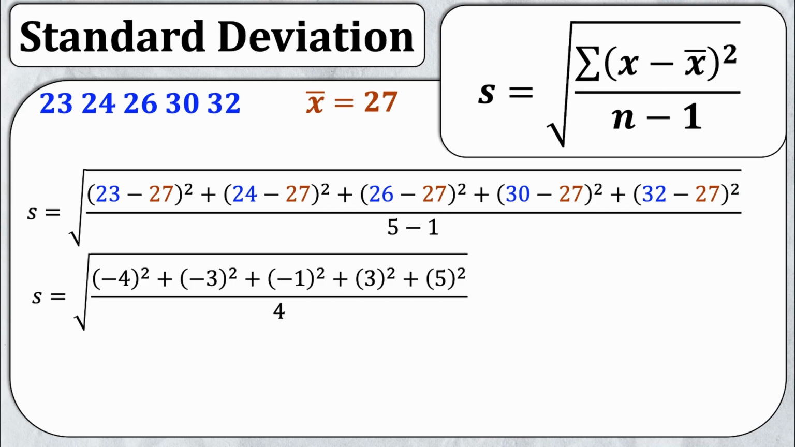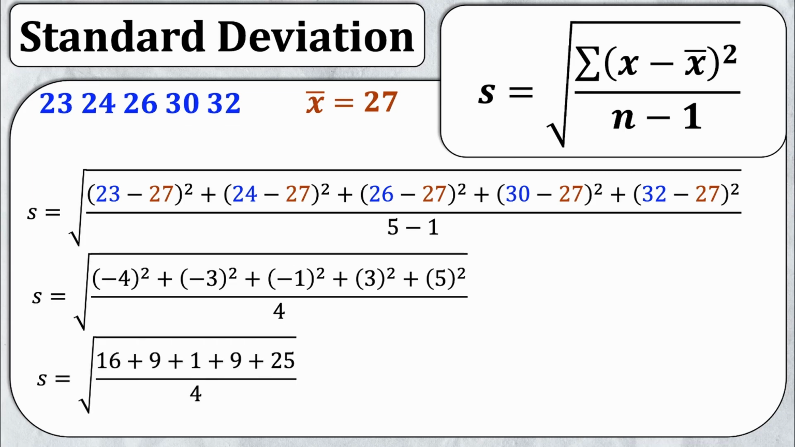So all I've done is simplified that previous line, and you'll see that I still have to square all of my values before summing them up. And the next thing I need to do is square each of these terms. So I have negative 4 squared, which is 16, plus negative 3 squared, which is 9, plus negative 1 squared, which is 1, plus 3 squared, which is 9, and finally plus 5 squared, which is 25. And again, that's all divided by n minus 1, which is 4.